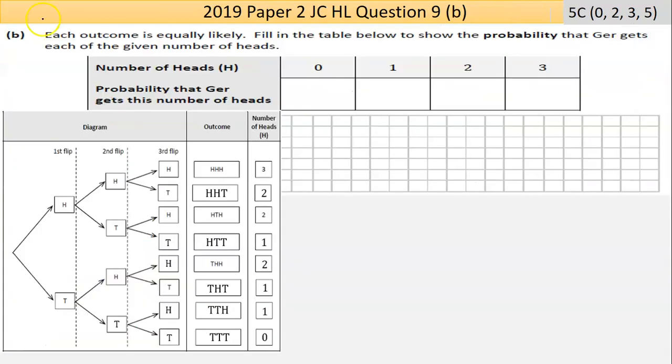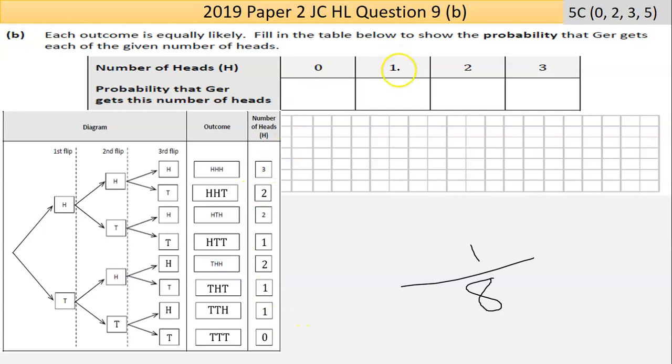Okay, so part B here is saying each outcome is equally likely. Fill in the table below to show the probability that Jer gets each of the given number of heads. So what's the probability of him getting 0 heads? Now, there's 8 possible things that could happen: 1, 2, 3, 4, 5, 6, 7, 8. So that's your bottom. Okay, get no heads. That happened once, out of the 8 times.